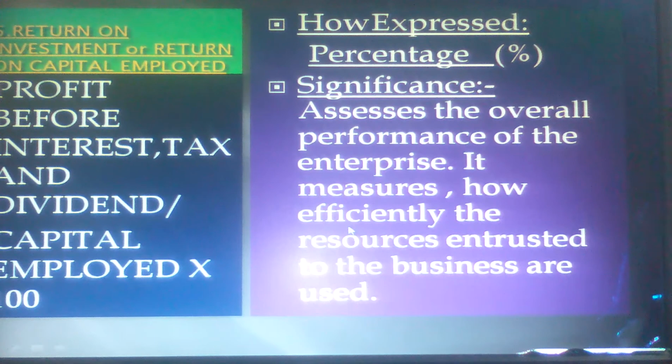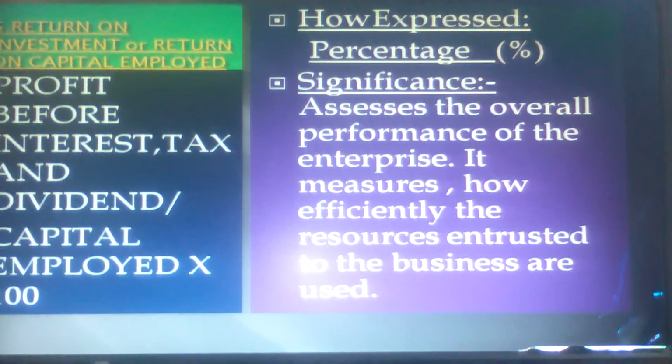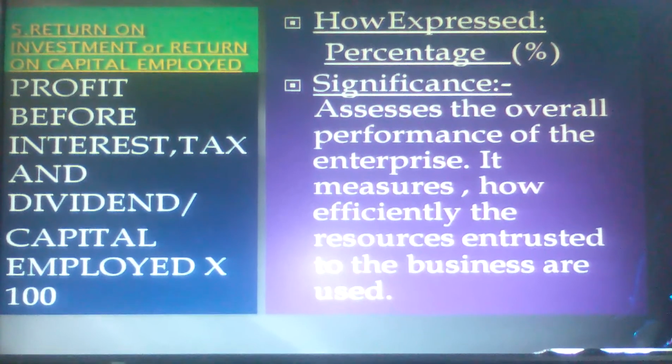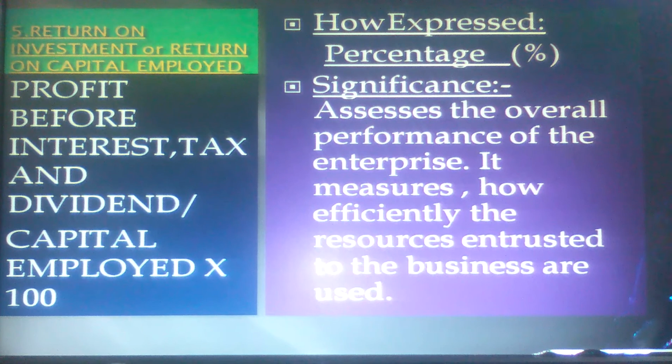Okay, then finally the last formula for the profitability ratio: return on investment, also called return on capital employed. Okay, the profit before interest, tax and dividend is our numerator, divided by capital employed, into 100. Here the expression is also percentage. Significance here: assess the overall performance of the enterprise, correct? So whatever money is invested, whether the business is going on smoothly, whether we get profit or not. All the important assessment you will get here. It measures how efficiently the resources entrusted to the business are used. Utilization of resources, everything is calculated here.